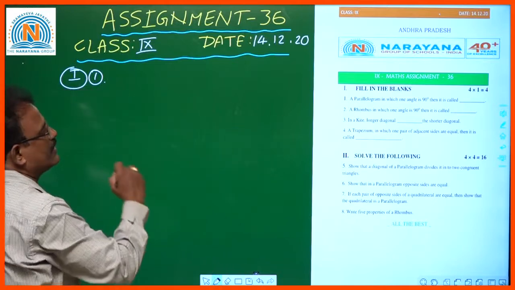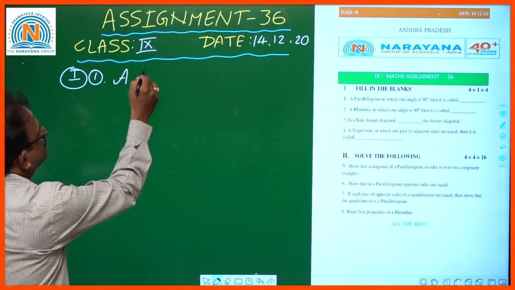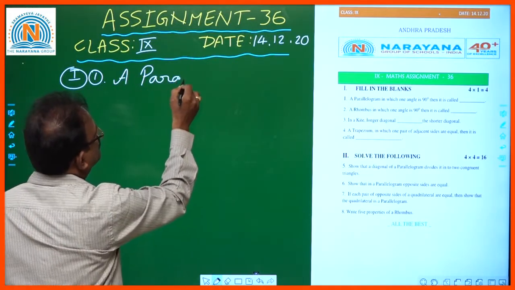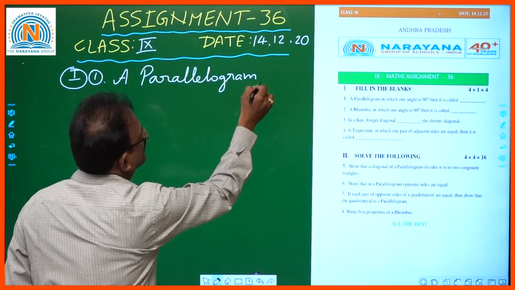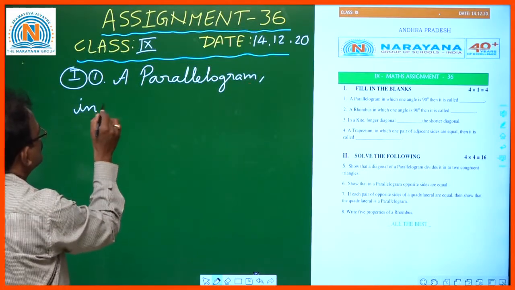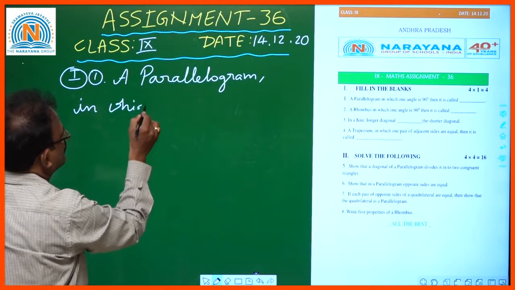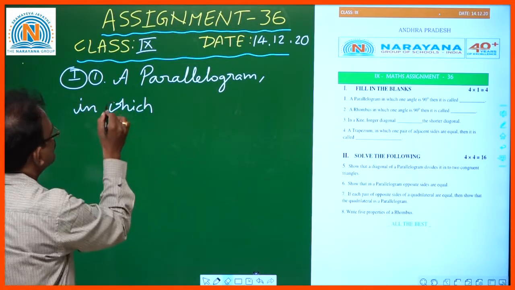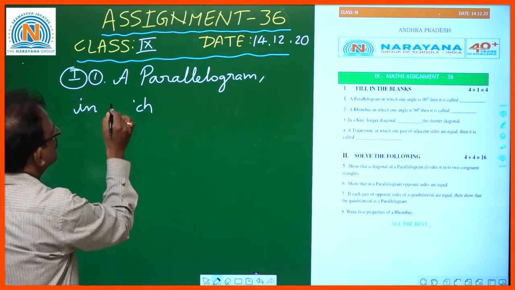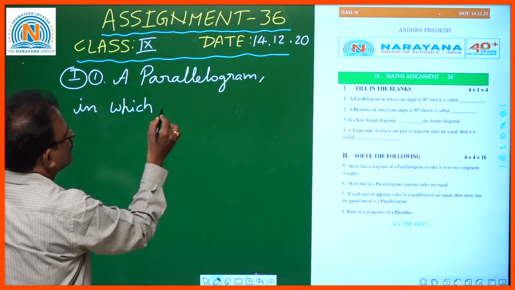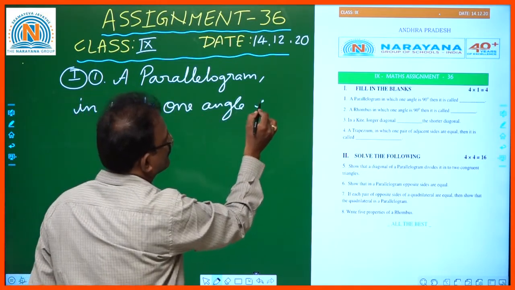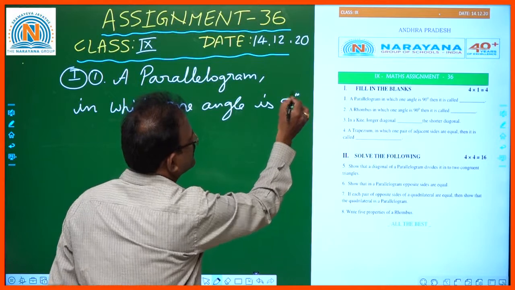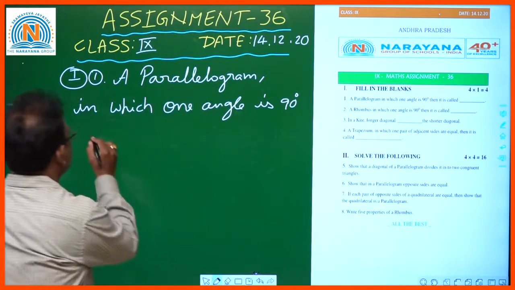First one of the first Roman: a parallelogram in which one angle is 90 degrees, okay, then it is called ___.